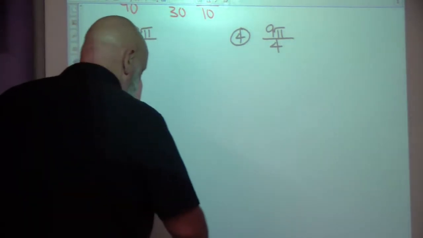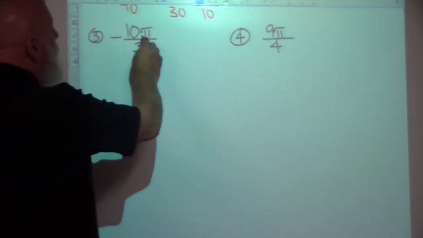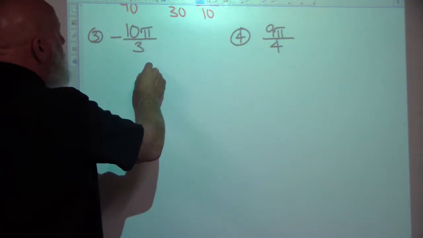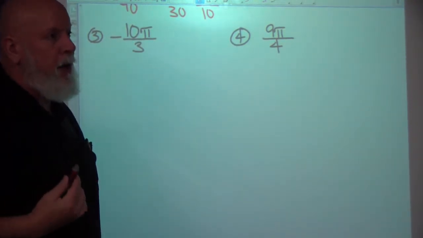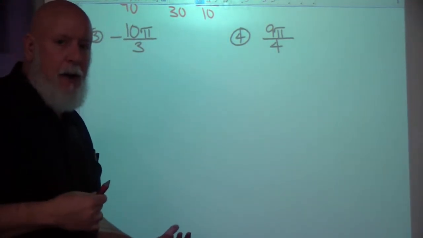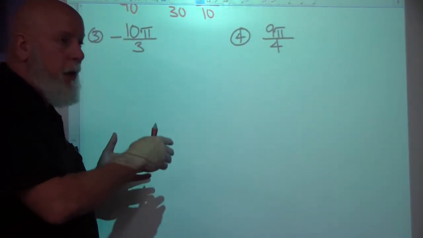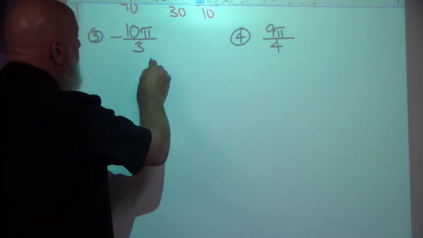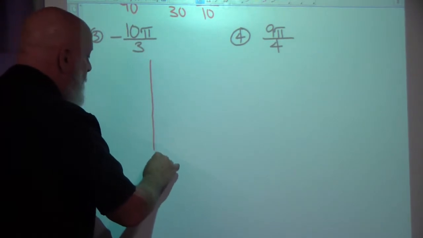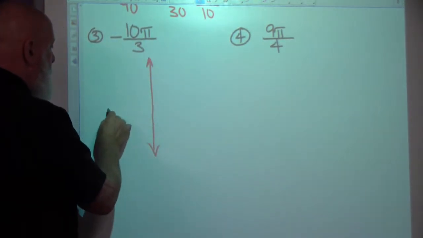Negative 10 pi over 3. I told you I was going to eventually get around to showing you how to count in radians. I'll do that this time. If you don't like it, you can convert to degrees and then convert back to radians if you want. So let's count by radians instead of converting to degrees this time.